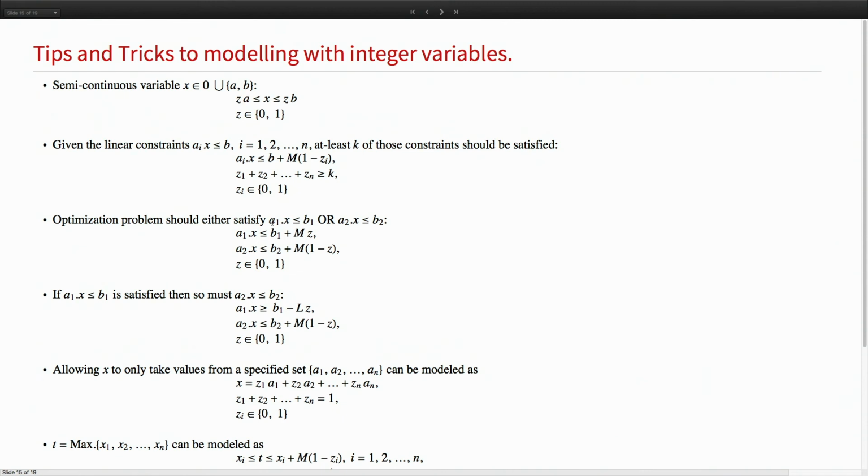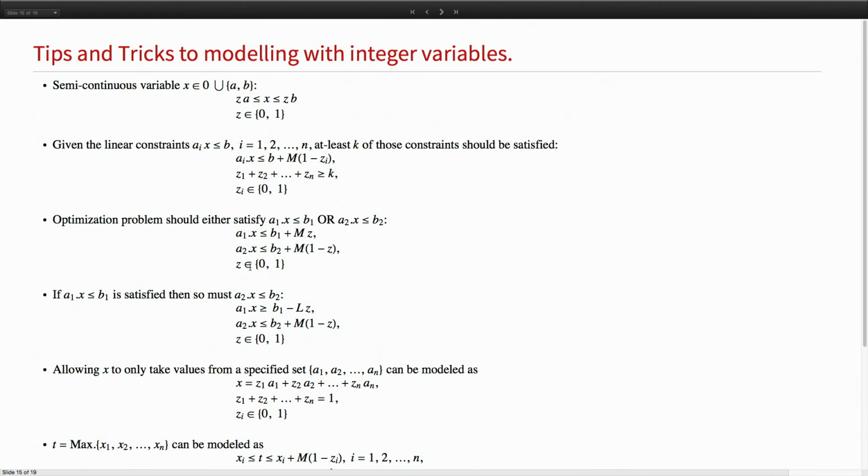Let's focus on the third one, doing OR statements. This becomes extremely handy when you are doing things like path planning, when you're doing optimization of a car moving through obstacles, for example. These kind of OR statements become quite important. You either want one constraint to be satisfied or the other, but not both. Okay?